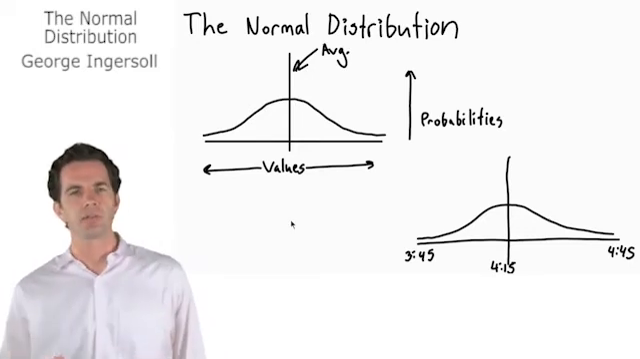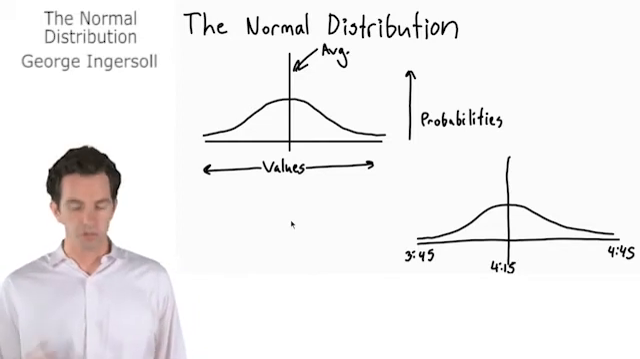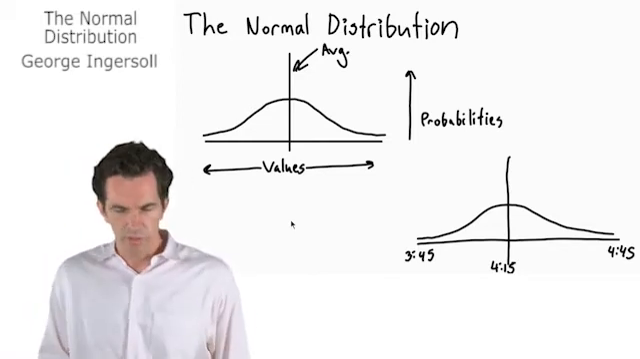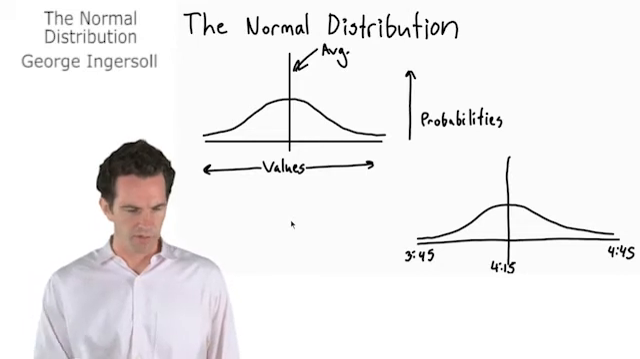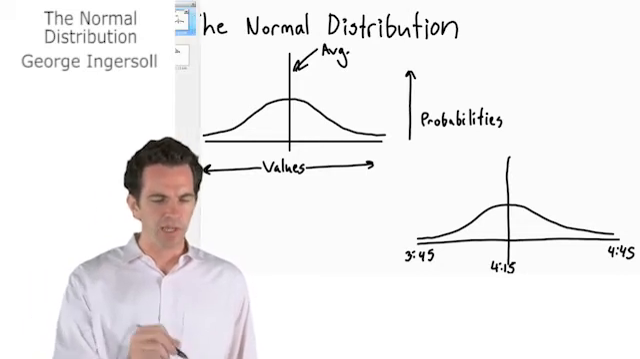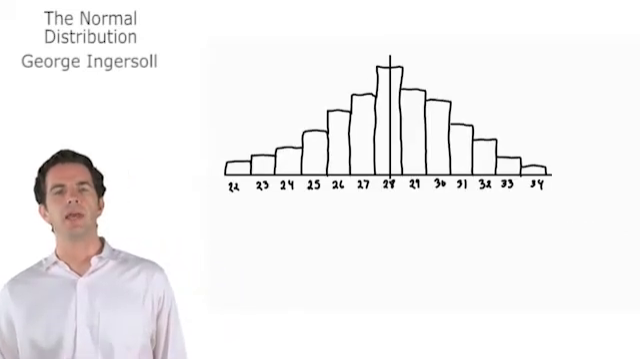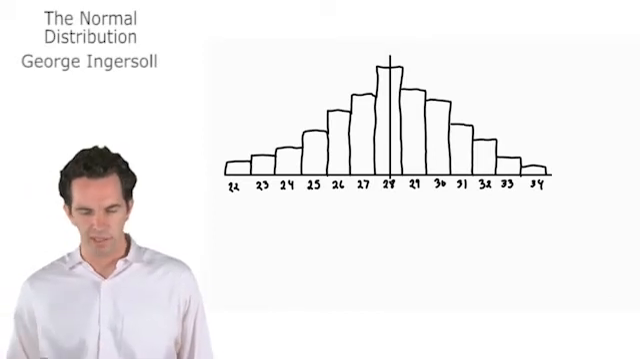So let's look at another example of where a normal probability distribution might come up. Let's say we've created a histogram of average age of students in an incoming MBA class, a full-time MBA class.